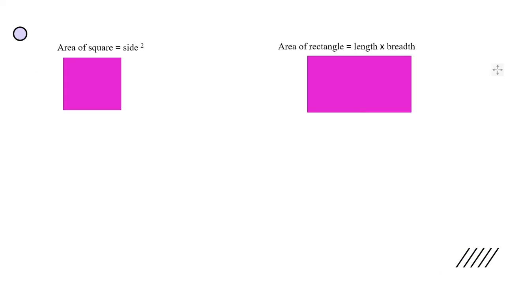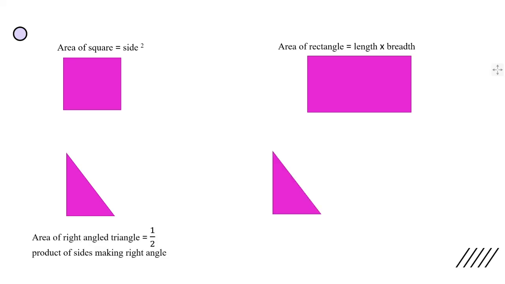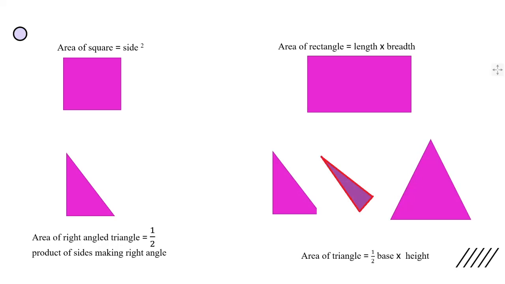Correct? And when you reached 7th standard, you studied about the area of a right-angled triangle using Pythagoras theorem. You also studied about the area of any triangle, which is equal to half into base into height.